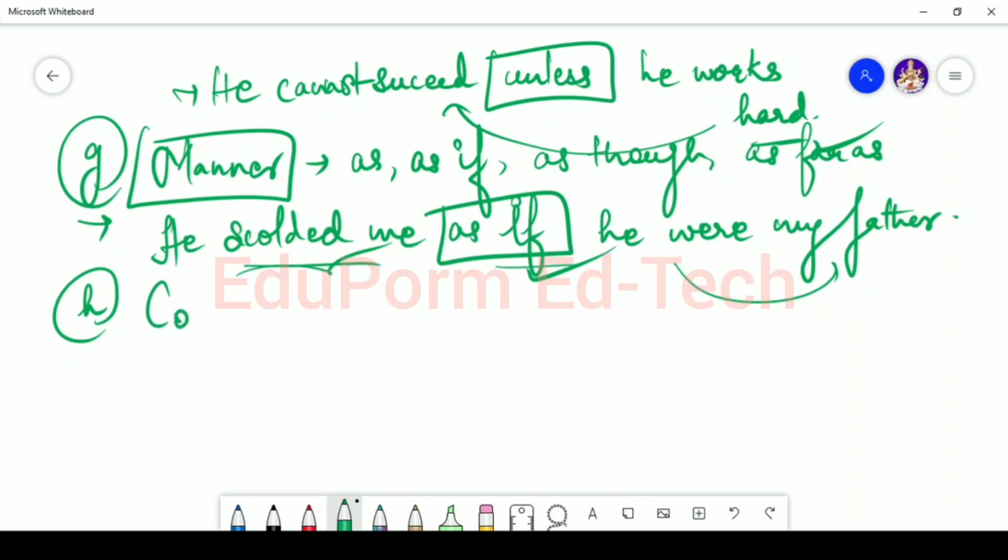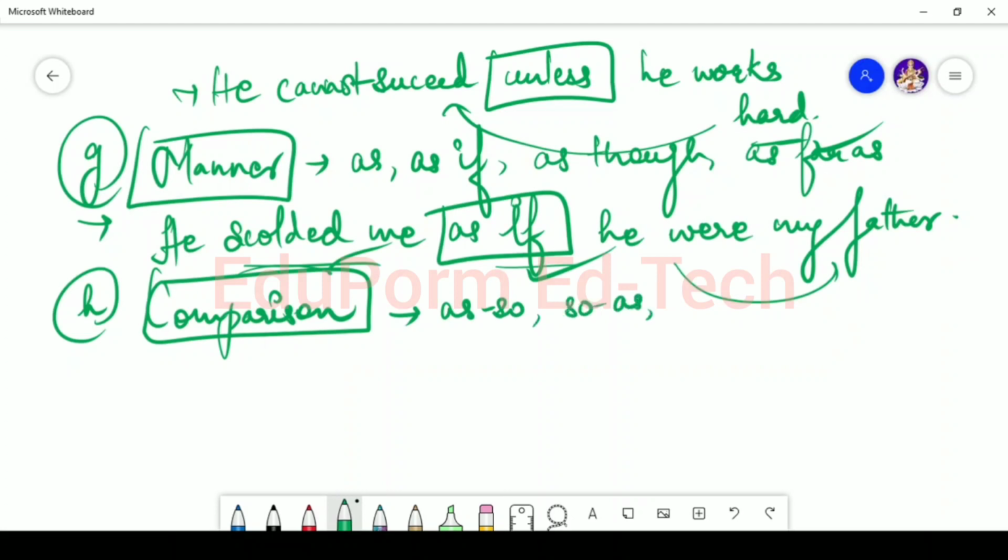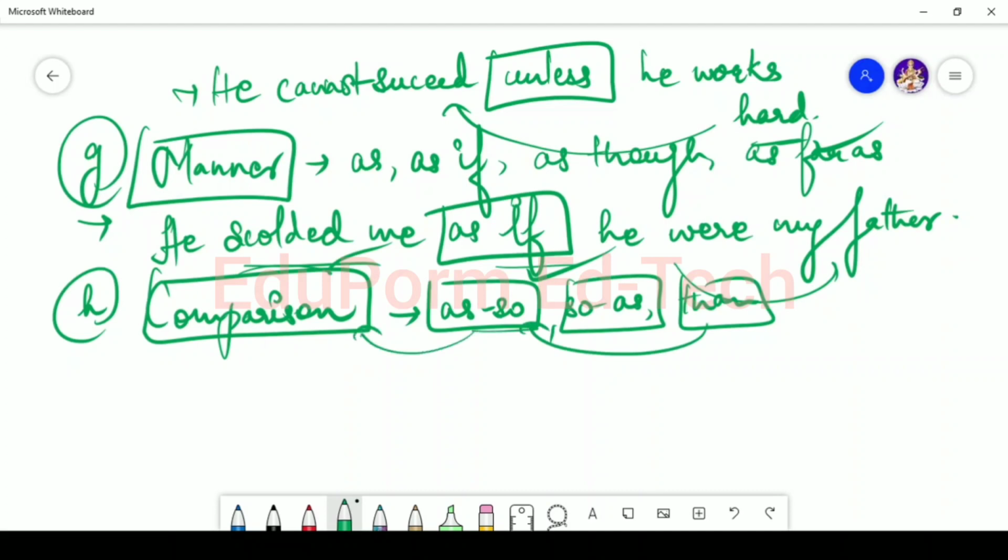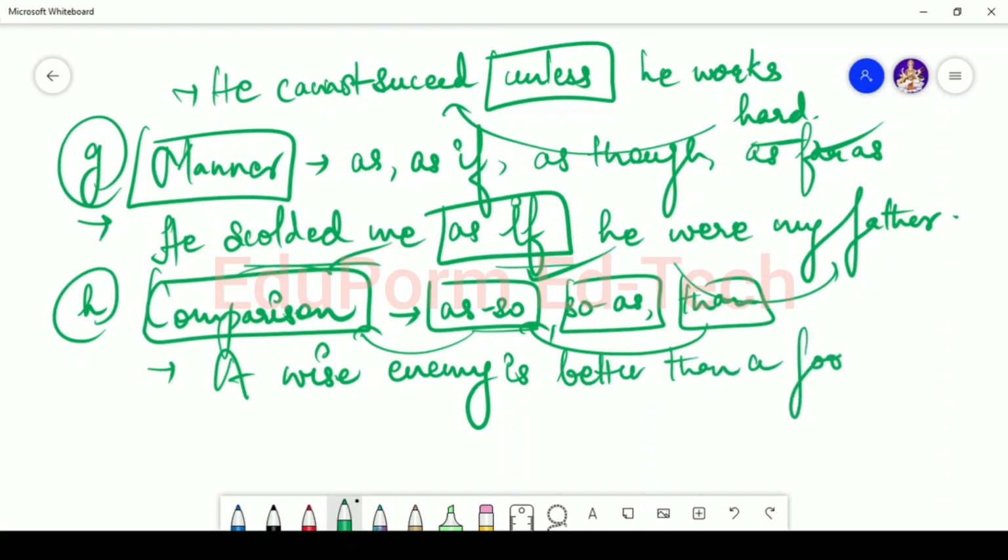The last one is when you are doing any kind of comparison. Okay, any kind of comparison like as, so as or than. Okay, as, so as or than. All of these conjunctions basically talk about a type of comparison. Let's say for example, if I say that a wise enemy is better than a foolish friend.